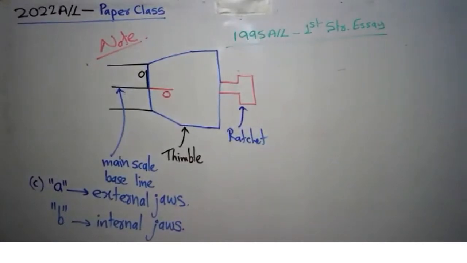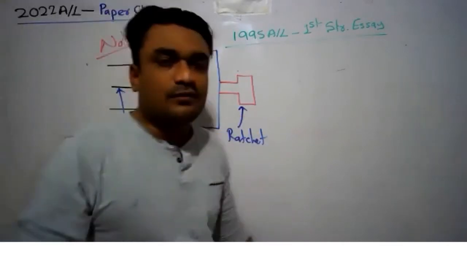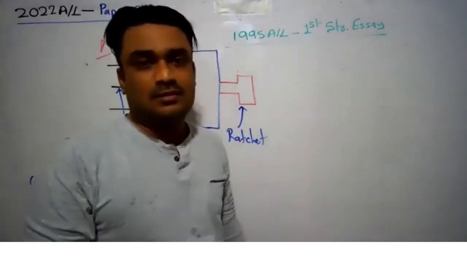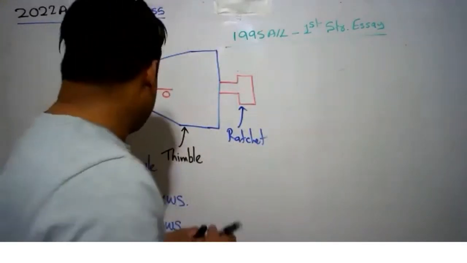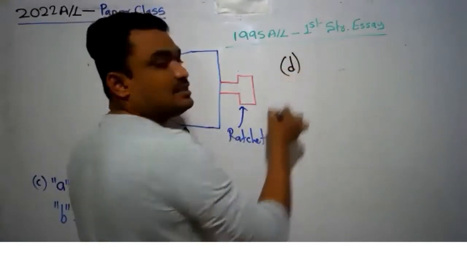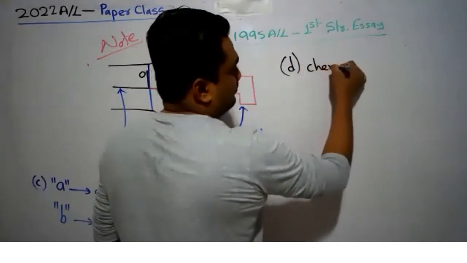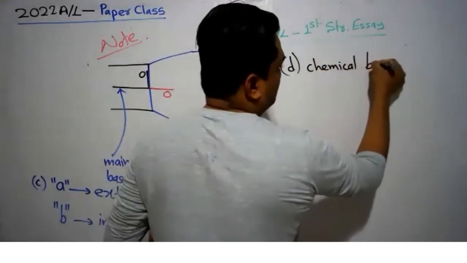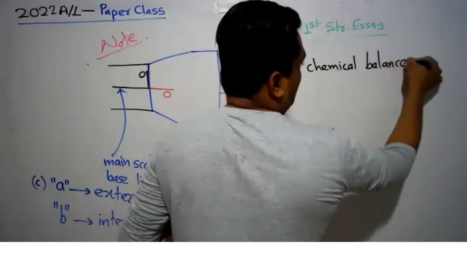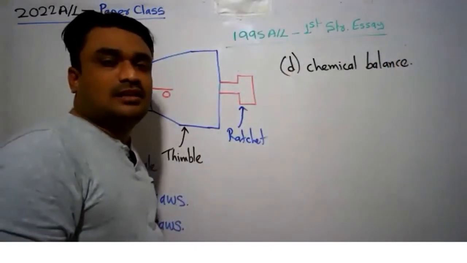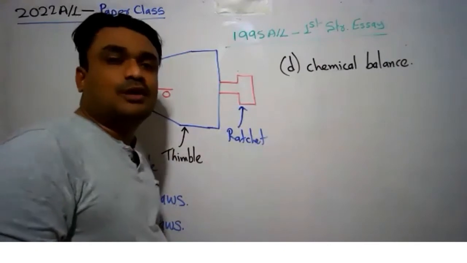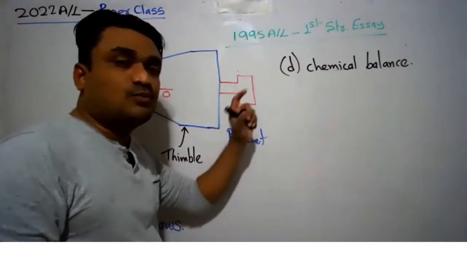Right. Part D question: what is the most suitable laboratory instrument that can be used to measure M? The mass of the metal plate is very small. The best instrument to measure such a small mass is the chemical balance. So the answer for part D is the chemical balance. It is the most suitable instrument to measure such a small mass.